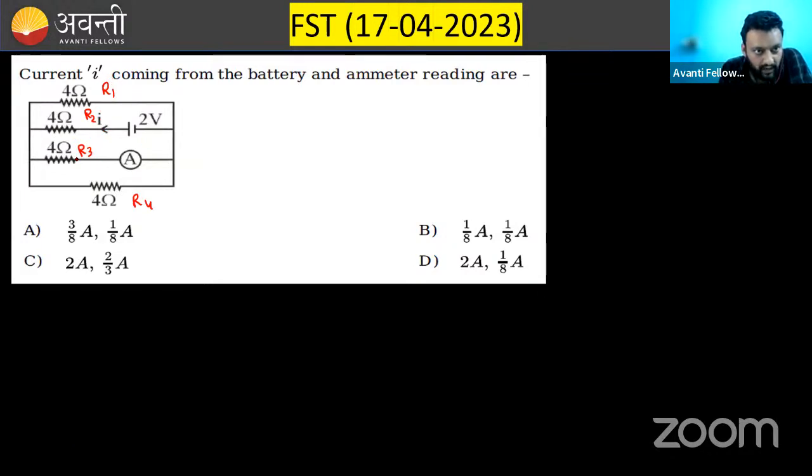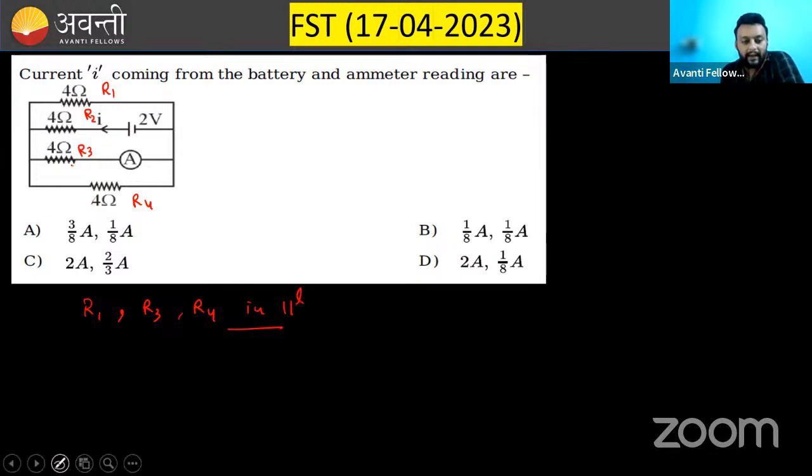So when I say, just look at that, R1, R3, and R4 are all in parallel combination. If they are in parallel combination, their equivalent resistance R dash or R will be, each of 4 ohm, that means 4 by 3 ohm.